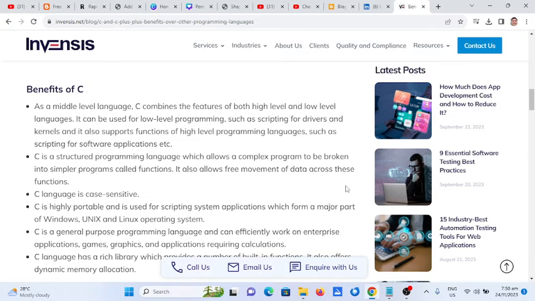C is highly portable. It is used for scripting system applications which form a major part of Windows, Unix, and Linux operating systems.